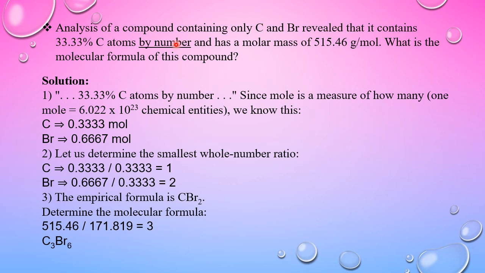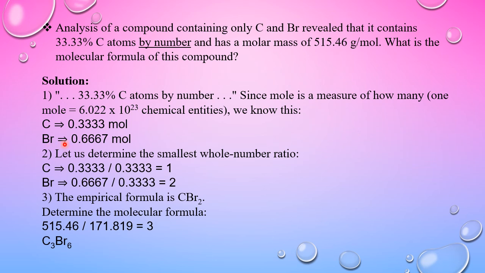Just like we did in the second example, the number of atoms was given and we converted it. So here as well, the same thing: we know we need to multiply by the Avogadro number. Number of moles into Avogadro number gives number of atoms or particles. But here we have to find the number of moles. So the number of atoms that is given will be divided by your Avogadro number. So here you can see 1 mole contains this many entities. We know carbon is equal to 0.33 mole because it is containing 33.33% of carbon atoms by number.